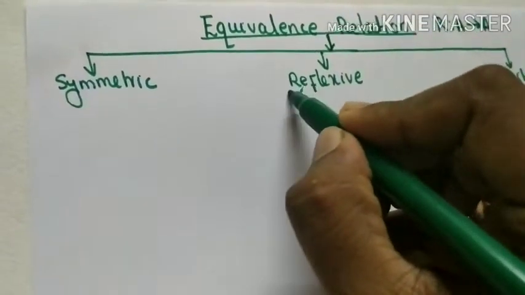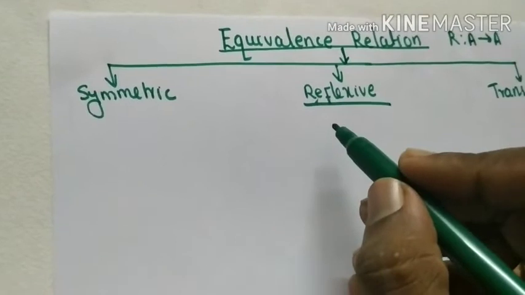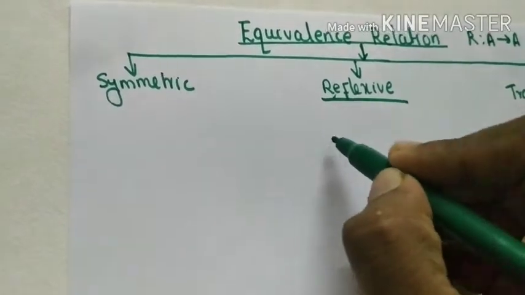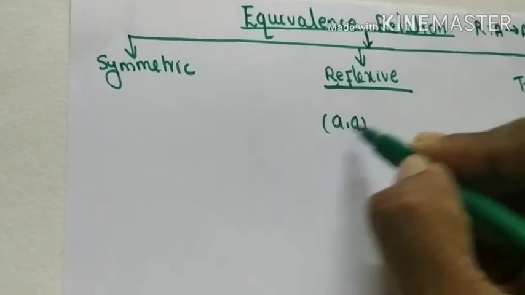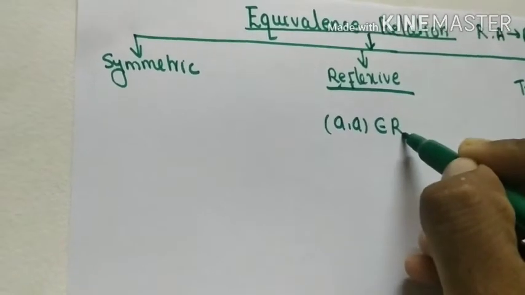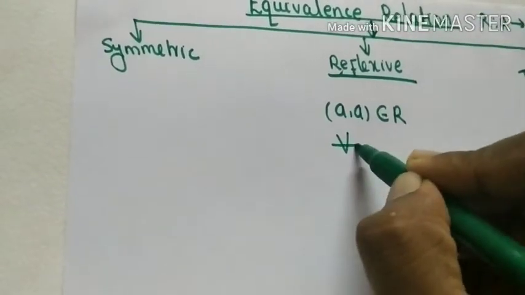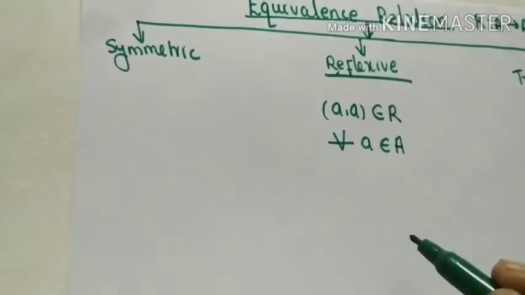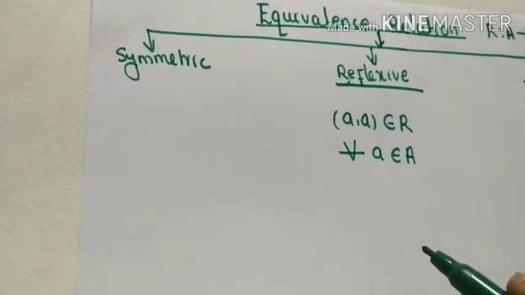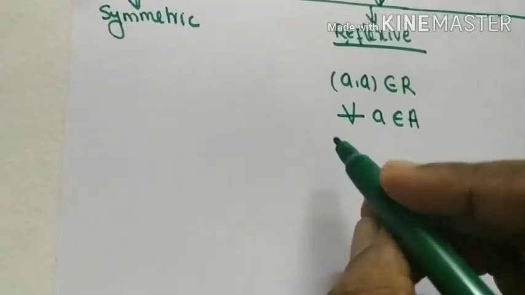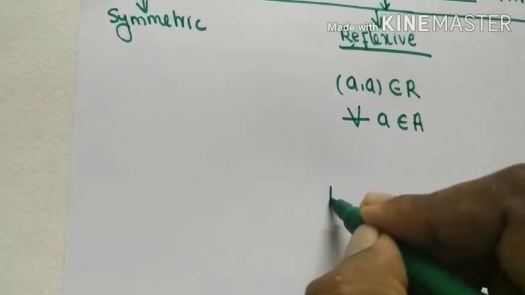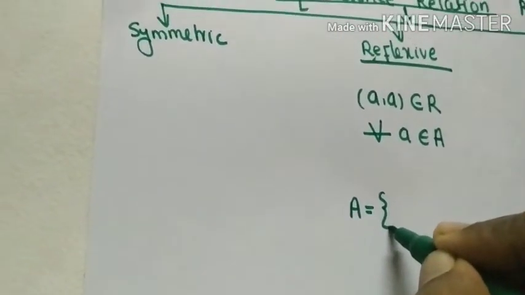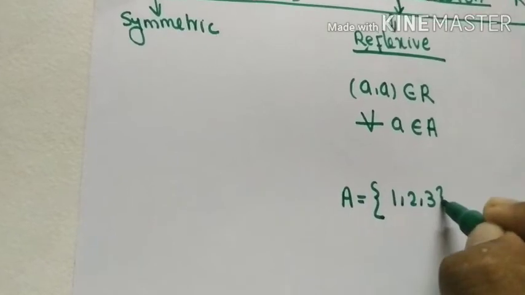First one is reflexive. A relation R in set A is called a reflexive relation if (a, a) is an element of R for all a that is an element of A. So let's move to one example. Let us consider a set A consisting of elements 1, 2, 3.